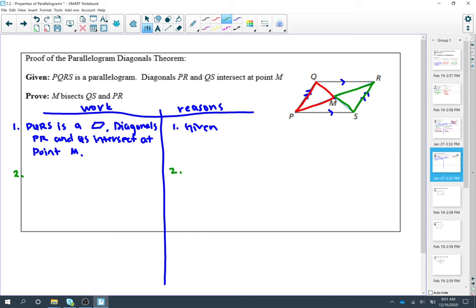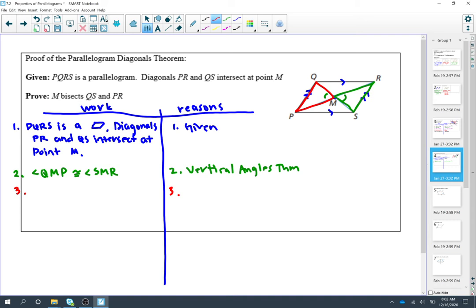Okay, now the first thing I'm going to start with, if I'm doing triangles, this one I'm going to try to use angle, angle, side. So I'm going to try to get two angles that are congruent and then one side. So the first angle I'm going to try to prove is congruent is sitting right here. So I'm going to say angle QMP is congruent to angle SMR. And the reason I can say that is because they're vertical. So that's the vertical angles theorem. Number 3.